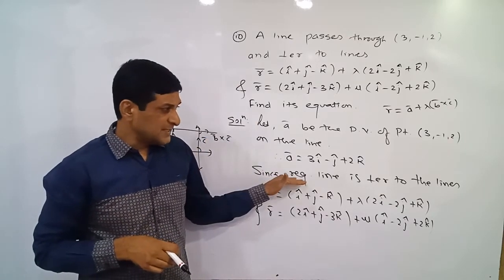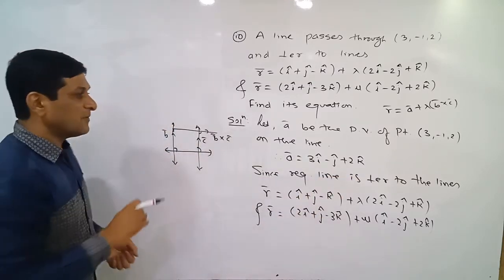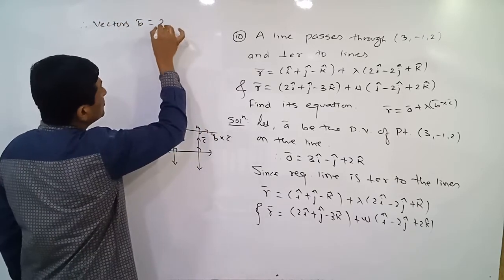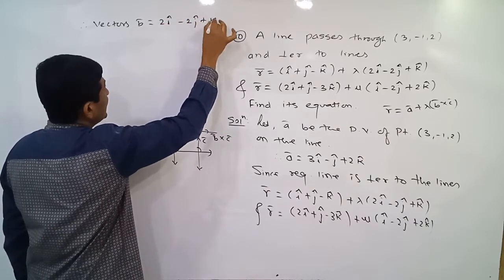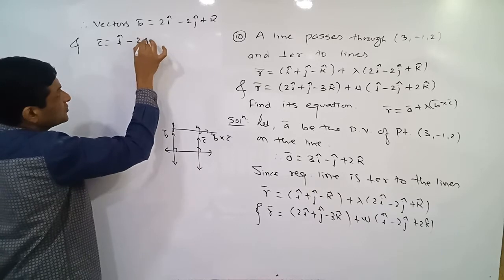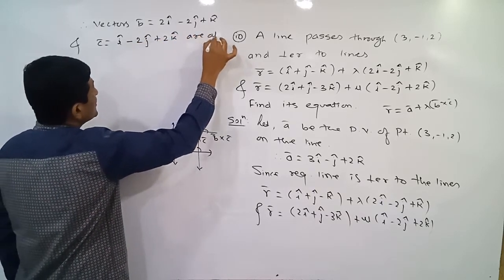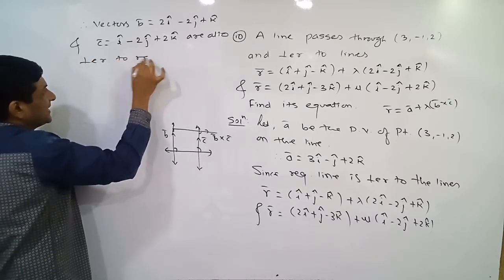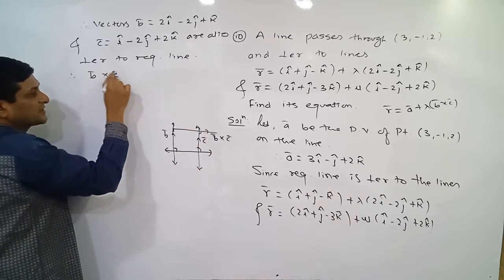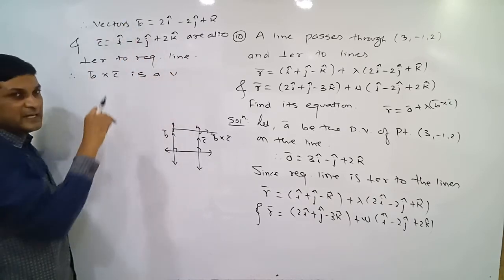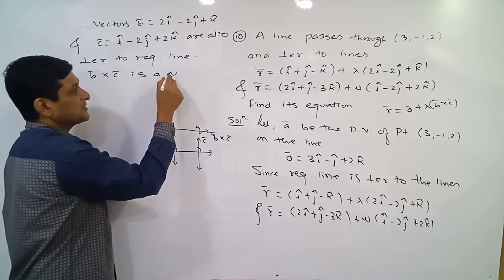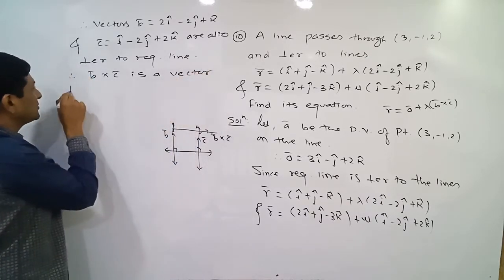Well, now since these two lines are perpendicular to the required line, the vectors b bar equals 2i cap minus 2j cap plus k cap, and c bar, the vector along the second line, equals i cap minus 2j cap plus 2k cap, are also perpendicular to the required line. Therefore, if b bar and c bar are perpendicular to the line, then b bar cross c bar is a vector parallel to the line.